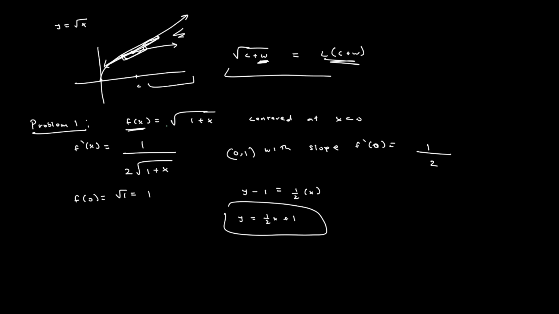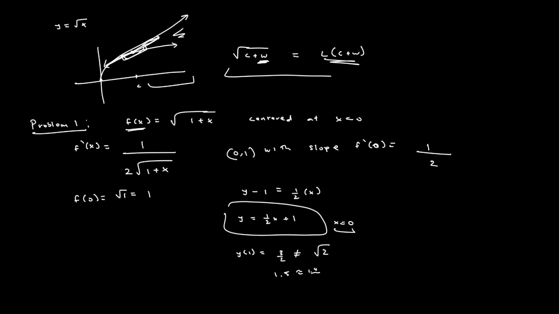That's the linearization of the square root of 1 plus x centered at x equals 0. So let's say we were to use that linearization to find the value at x equals 1. y of 1 in that case would be equal to 3 over 2. And we know that is not equal to the actual value of the square root of 2, but 1.5 is around, I think, 1.4. So it's not a bad estimate, and that's the whole idea of linearization. And so that was linearization.